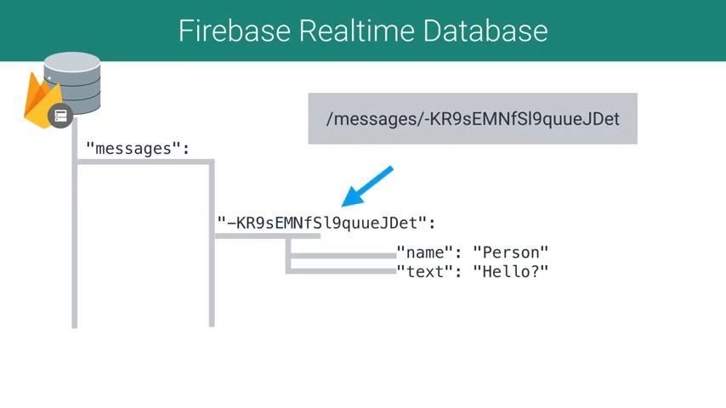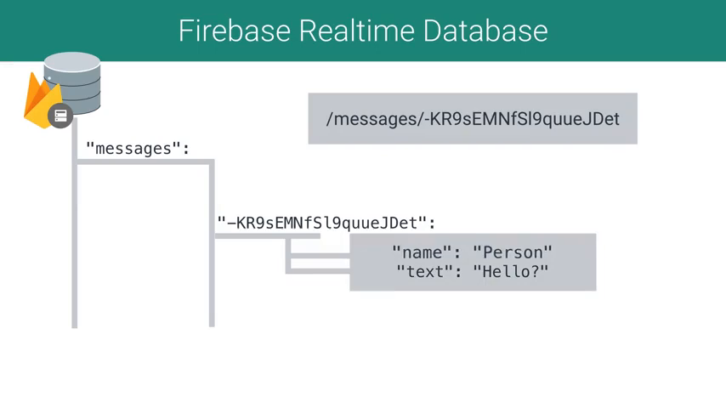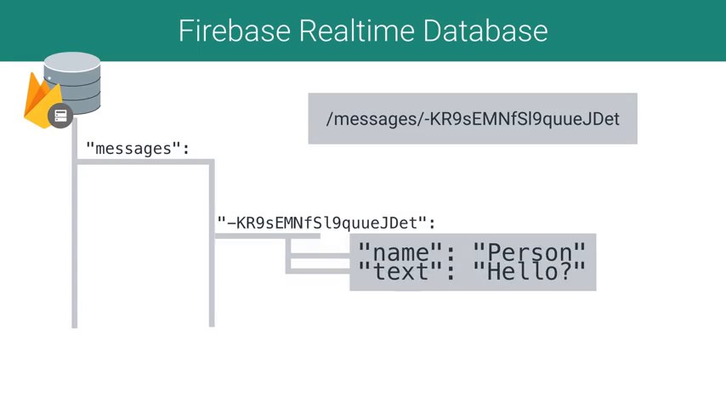The path we see here refers to a specific chat message. In this case, the node is an object with two key value pairs, name, person, and text, hello. Now that you've seen the characteristics of the Firebase database structure, let's apply them.